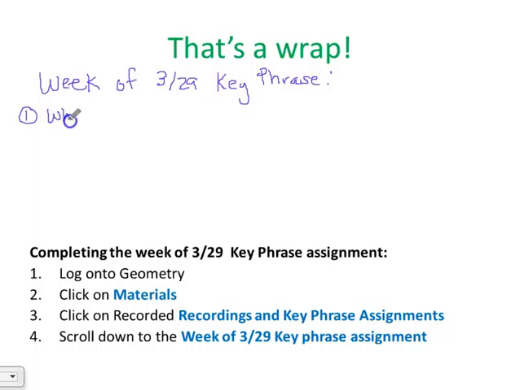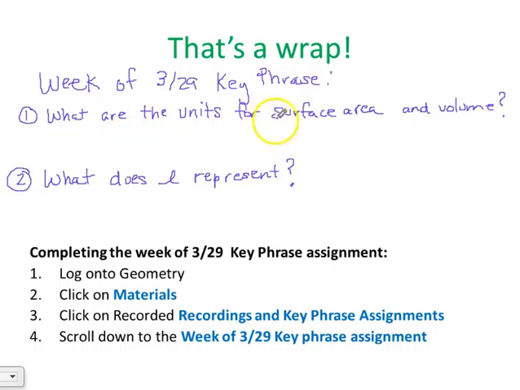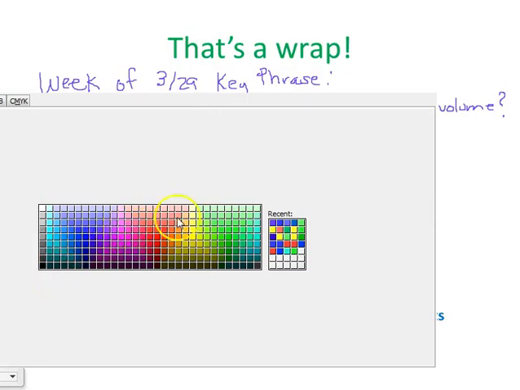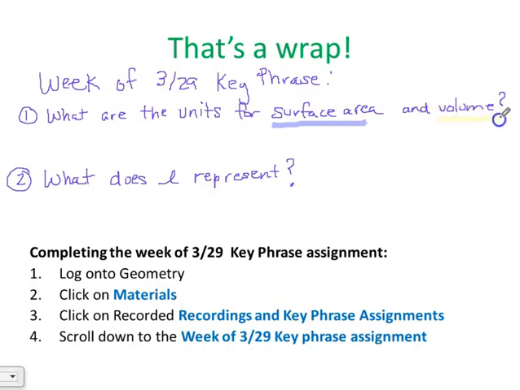First, what are the units of measurement for surface area and volume? So surface area and volume do have different units of measurement. What are they? And then last but not least, what does L represent? We talked about a couple formulas today that involved L, and what does L represent?